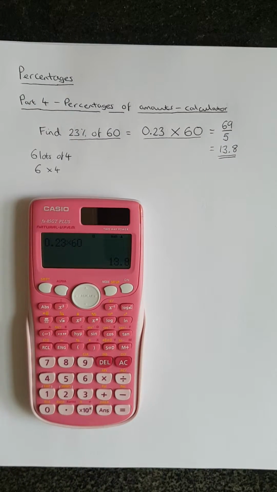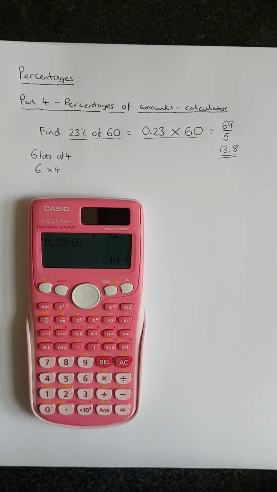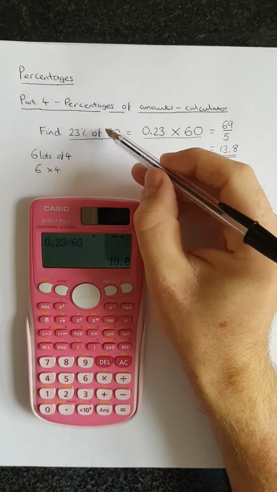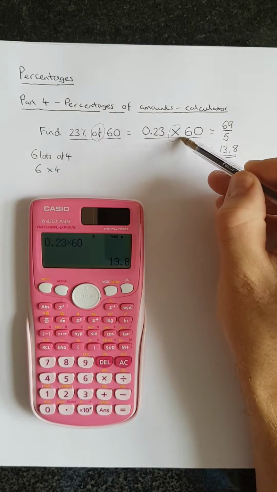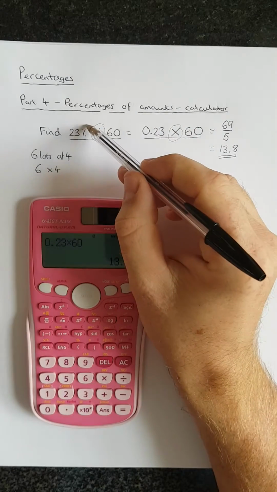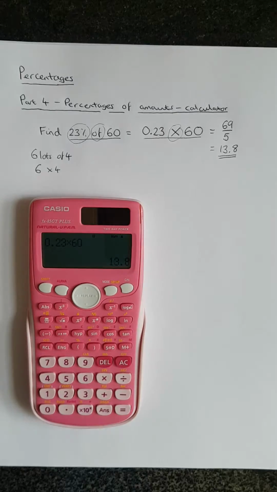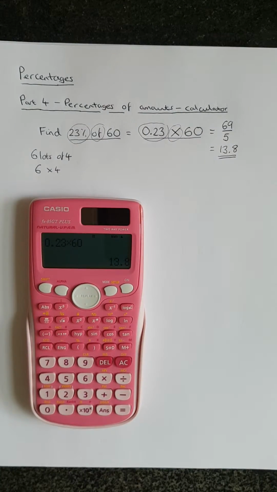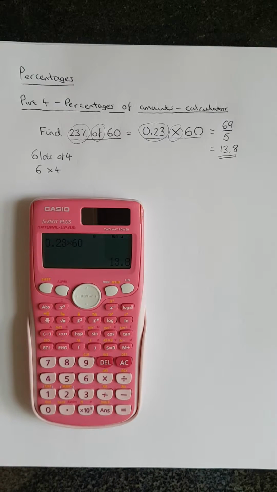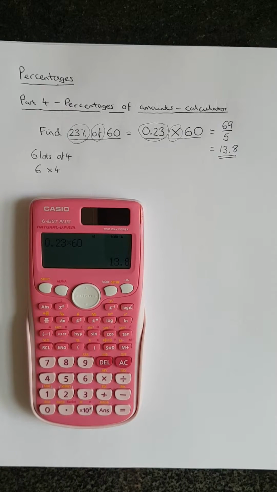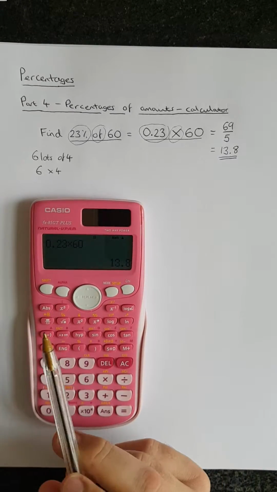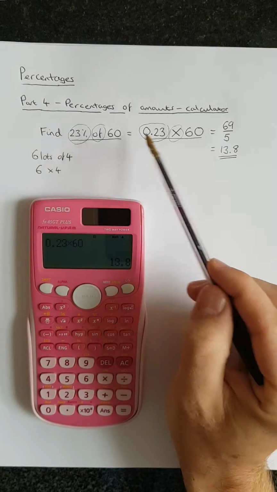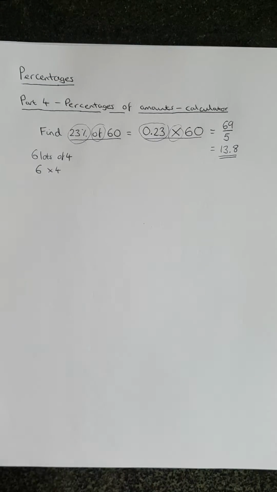So, there is a method for finding a percentage of an amount with a calculator. Of becomes times, the percentage becomes a decimal. So, what we have to practice now is simply how to convert those percentages into decimals. Let's do a few of those now.